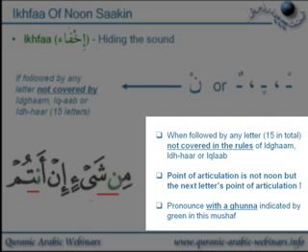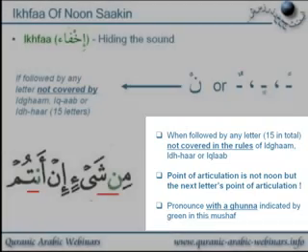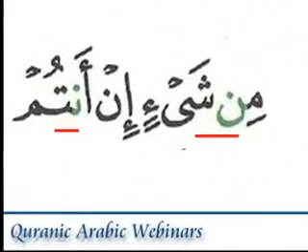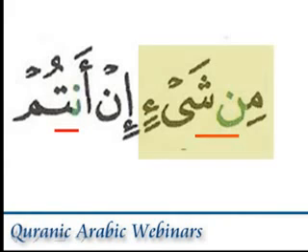The point of articulation is not Noon. So where we normally have our tongue for the letter Noon, we don't do that. We put our articulation point to that of the next letter that's coming after the Noon sound. And this is one of the most difficult ones to master. So you do pronounce this with a Ghunna as well. So here we have min shay'in.